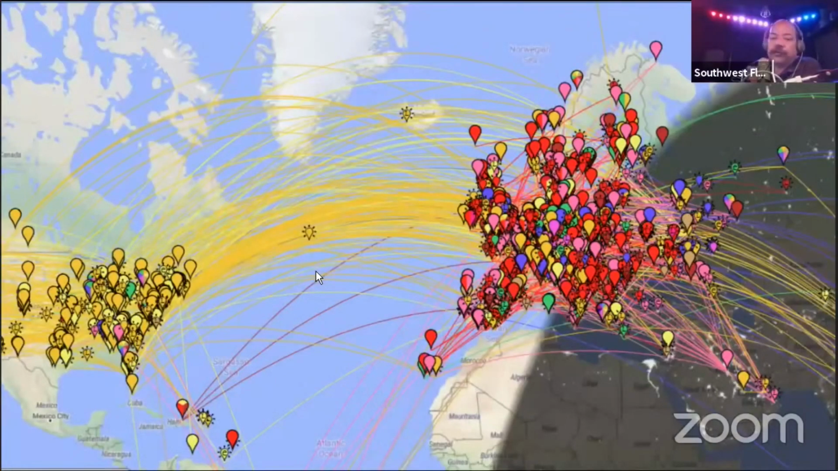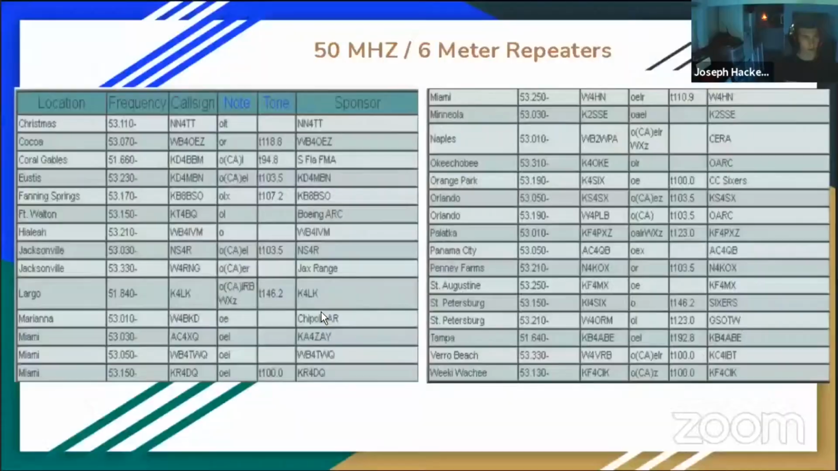This is a wider view of yesterday. And again, the Barbie pink is 10 meter and the red is 6 meter. Wow. So cool. Yeah. Amazing.